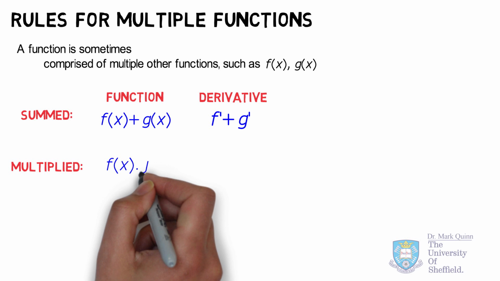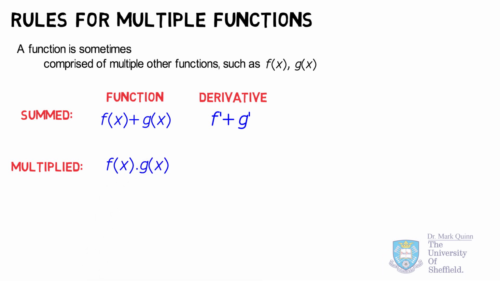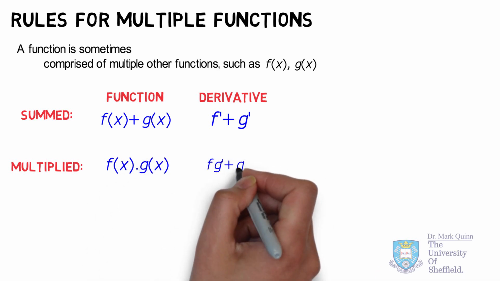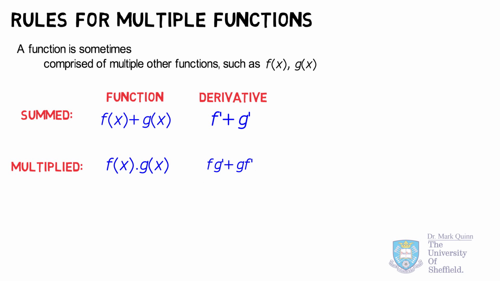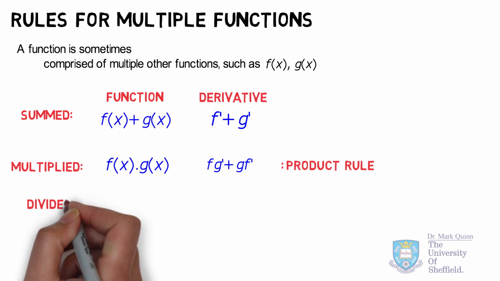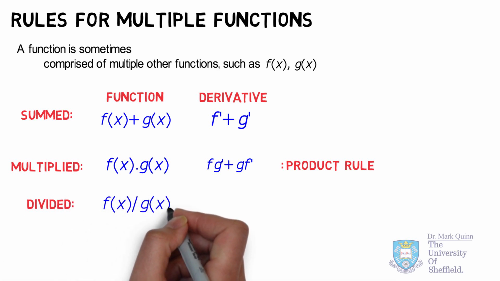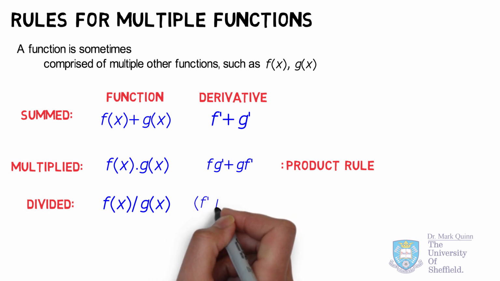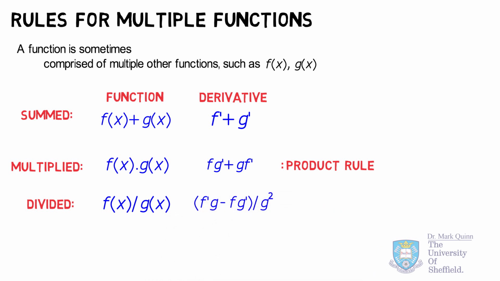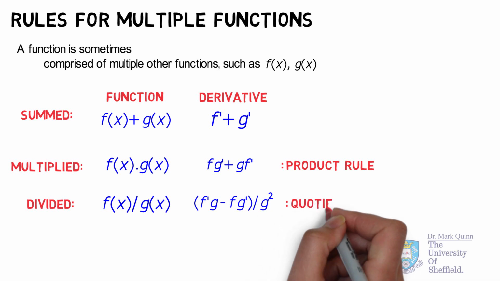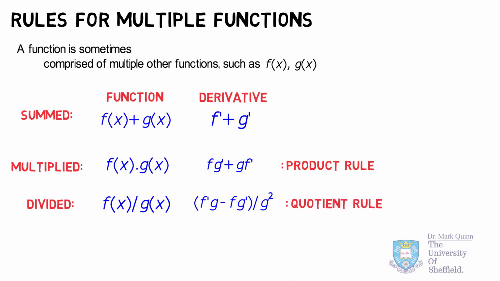Next, if we are multiplying functions and we wish to get the derivative of both of them multiplied together, we use the product rule, and it's equal to f g dash plus g f dash. If we are dividing two functions, we can use the quotient rule. We can determine the derivative by calculating f dash g minus f g dash, all divided by g squared. And finally, if we have a composite function, we can use what's referred to as the chain rule.